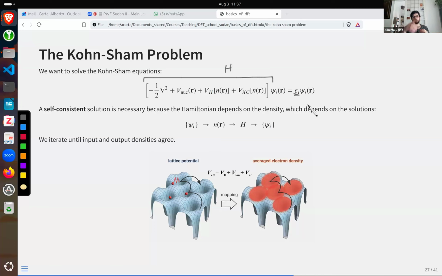So we guess the wave functions that we want to find. We look at the application of the Hamiltonian on those wave functions to find the density of the system. The density of the system gives us a Hamiltonian. The Hamiltonian will give us the wave function, and we repeat these cycles a bunch of times until the answer doesn't change anymore.